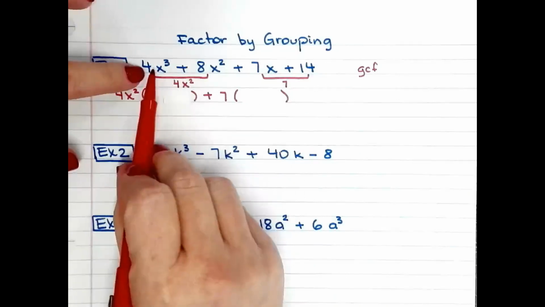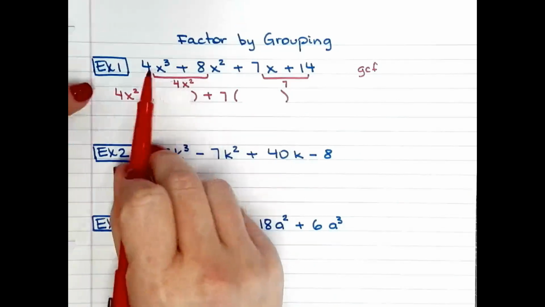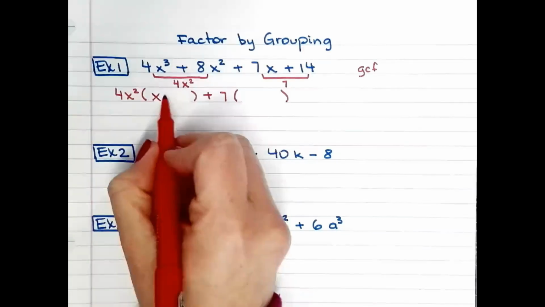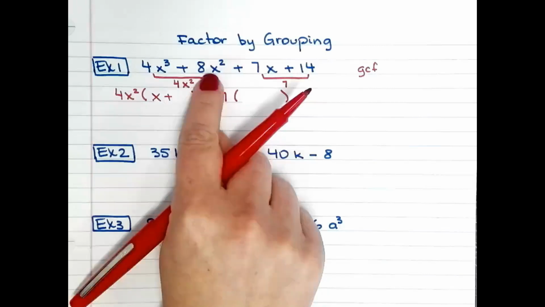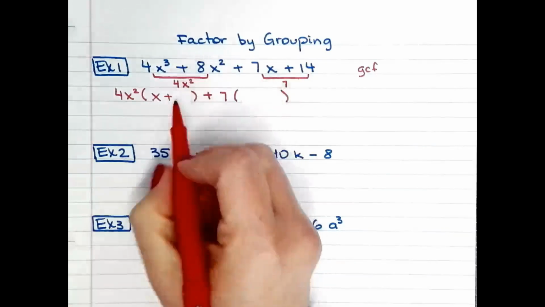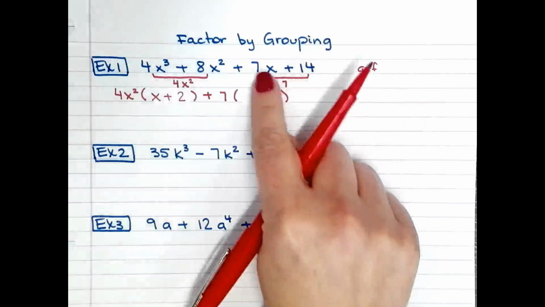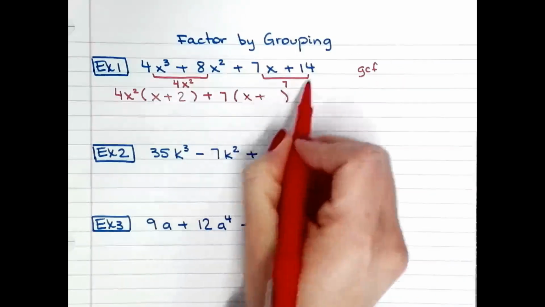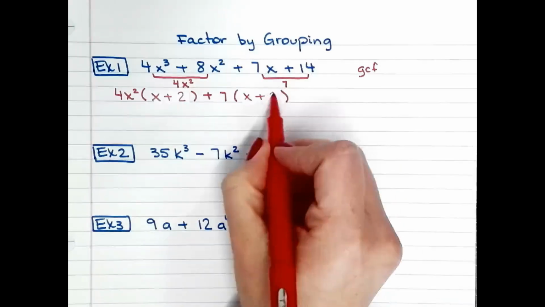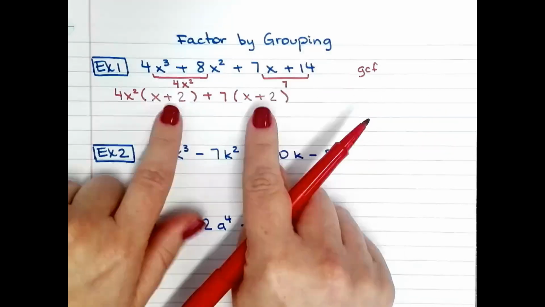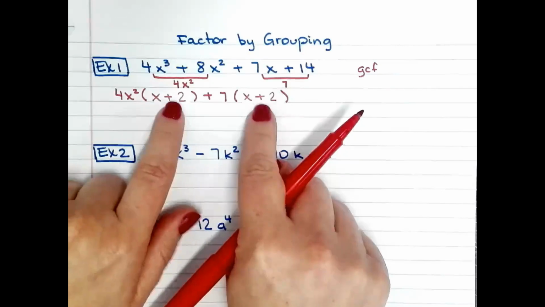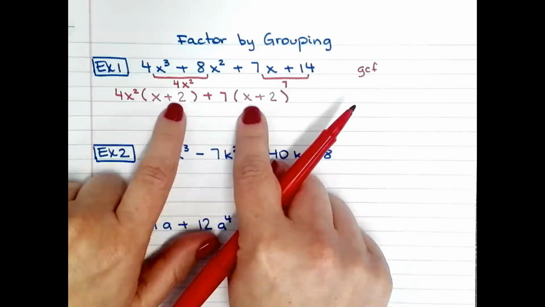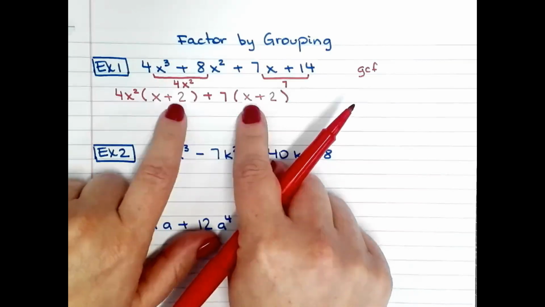Now, first term divided by the GCF. So 4x cubed divided by 4x squared, you get x. 8x squared divided by 4x squared, you get 2. Same thing right there. So 7x divided by 7 is x. 14 divided by 7, you get 2. Good thing is, this is going to be the same as that if you're doing the right thing. If you end up with something different, check your work. You're probably not doing something right.